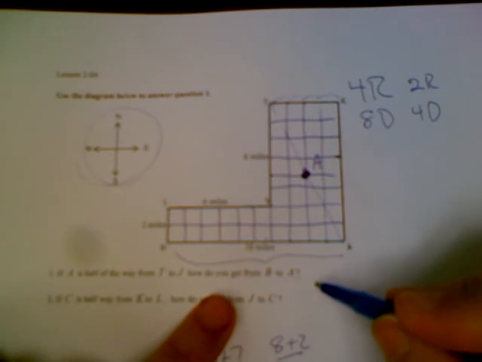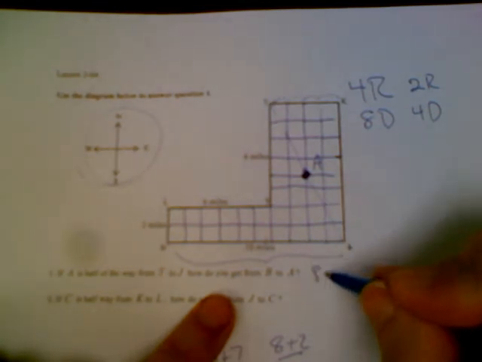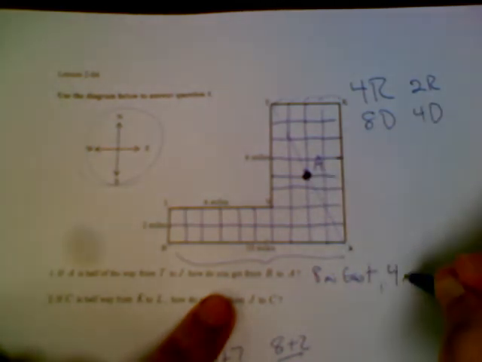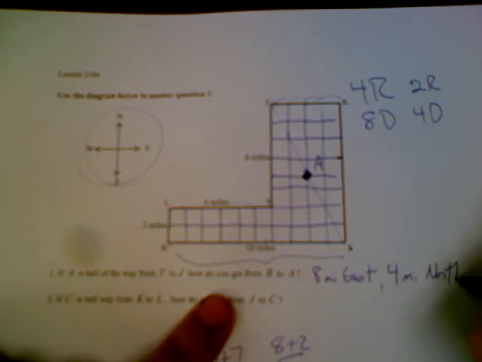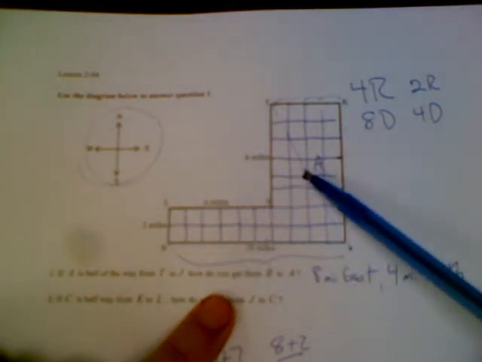And now how do I get from B to A? Well, just let's count our way. 1, 2, 3, 4, 5, 6, 7, 8 miles to the east. And then from there, 1, 2, 3, 4 miles to the north. You could go 4 miles north first, and then 8 miles to the east. I don't care what order these two instructions come in. But it has to be the right number and the right direction each time.